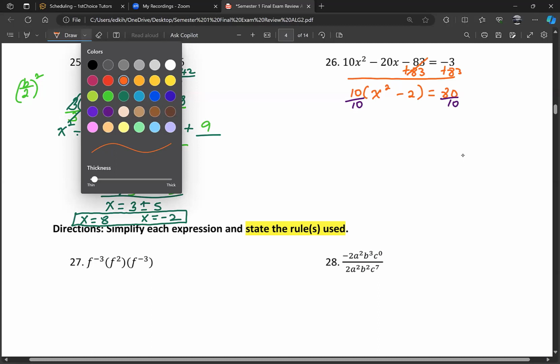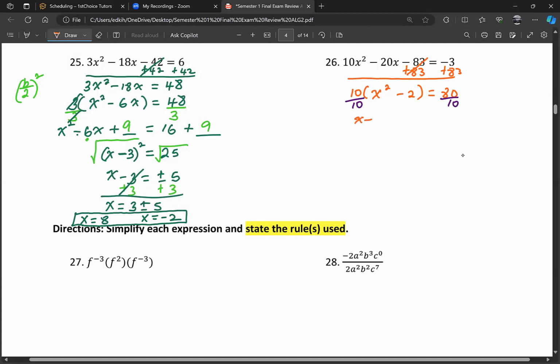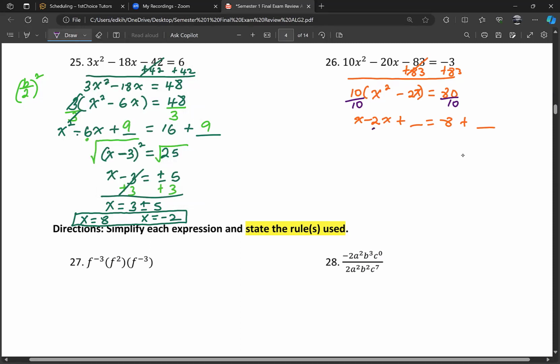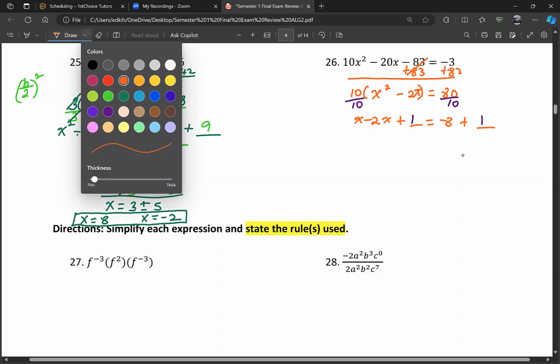So what do we now have? x squared minus 2x plus blank equals 8 plus blank. Oh, I forgot the x squared and the x here. I'm sorry. That should be 2x, not just a 2. So now let's fill the blanks using b over 2 squared. So b is a 2 this time. 2 divided by 2 is 1. 1 squared is 1. So 1 and 1. The right side is the easier one. So 8 plus 1 is 9.